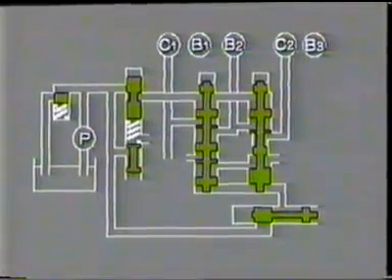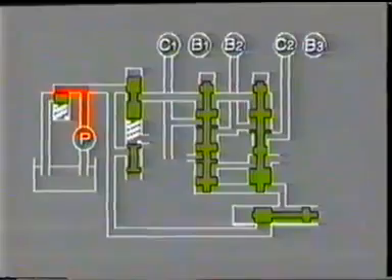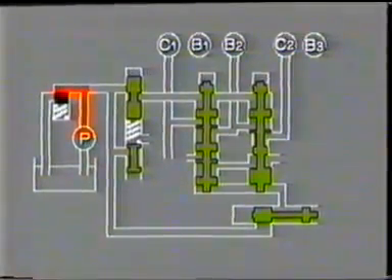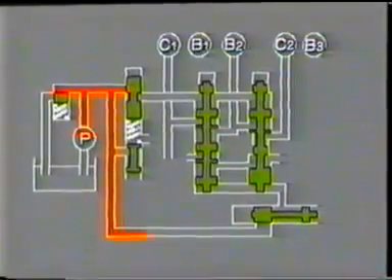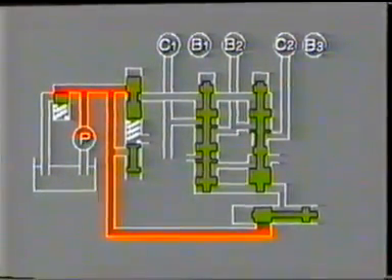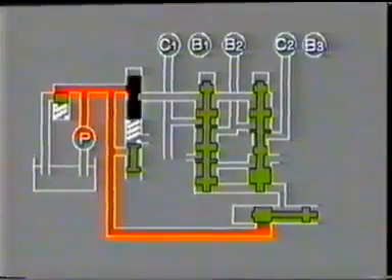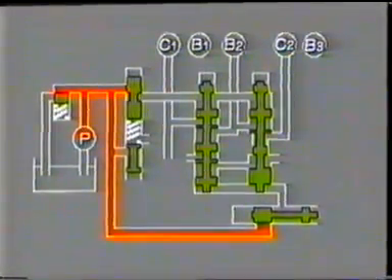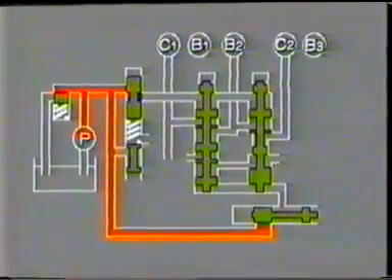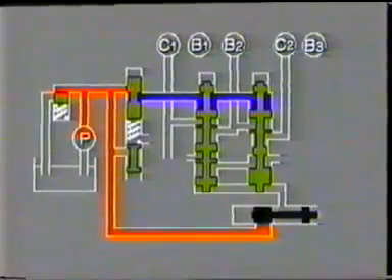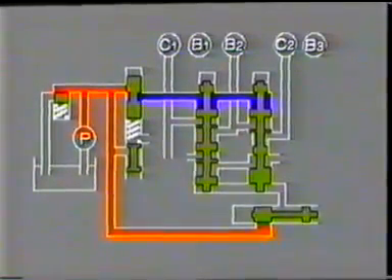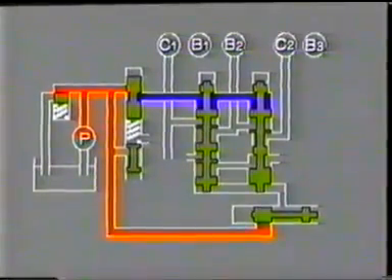Hydraulic pressure generated by the oil pump is changed into line pressure by the primary regulator valve. The line pressure acts on the throttle valve and the governor valve. The throttle pressure generated by the throttle valve acts on the upper end of the shift valves. And the governor pressure generated by the governor valve acts on the lower end of the shift valves.